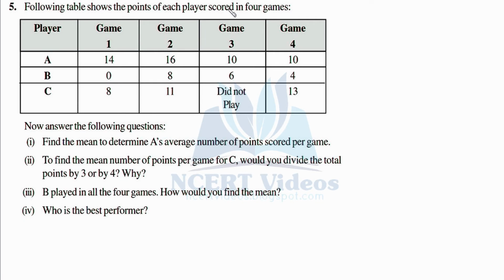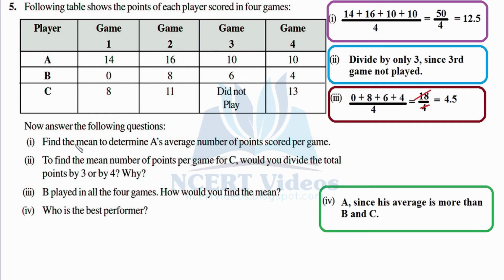Fifth: the following table shows the points each player scored in 4 games. Players A, B, C; game 1, game 2, game 3 and game 4. Now answer the following questions. First, find the mean to determine A's average number of points scored per game. Second, to find the mean number of points per game for C, would you divide the total points by 3 or by 4, and why? Third, B played in all 4 games; how would you find the mean? Fourth, who is the best performer? So these 3 players, A, B and C, played 4 games.